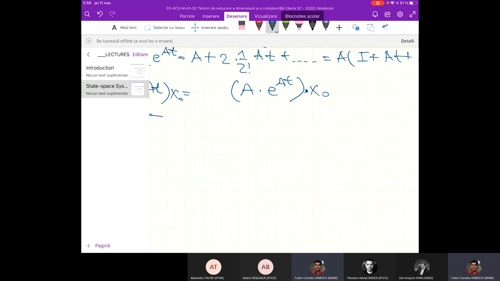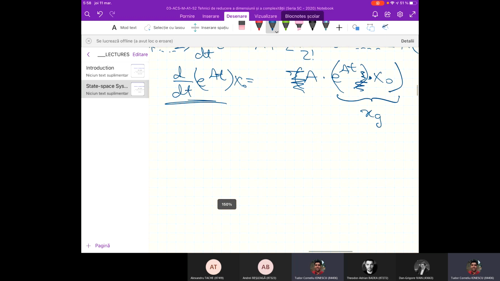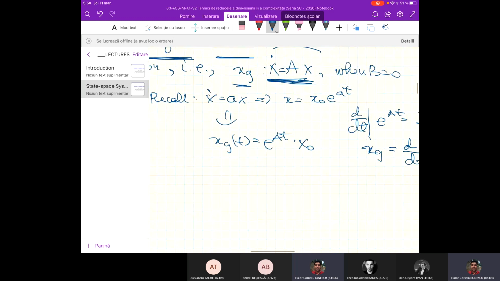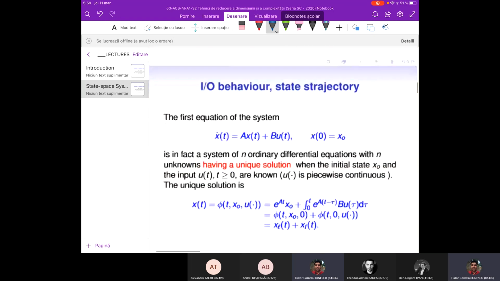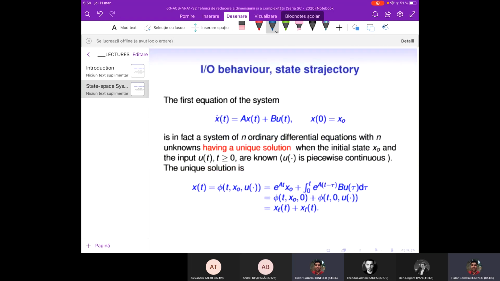So now multiplication is associative, so we can delete the brackets here and move the brackets here. And what is this? This is xg. True? So indeed, xg is the solution of this equation. Okay, let's go back to the slides. So the unique solution of this equation, is it clear what we have just done?